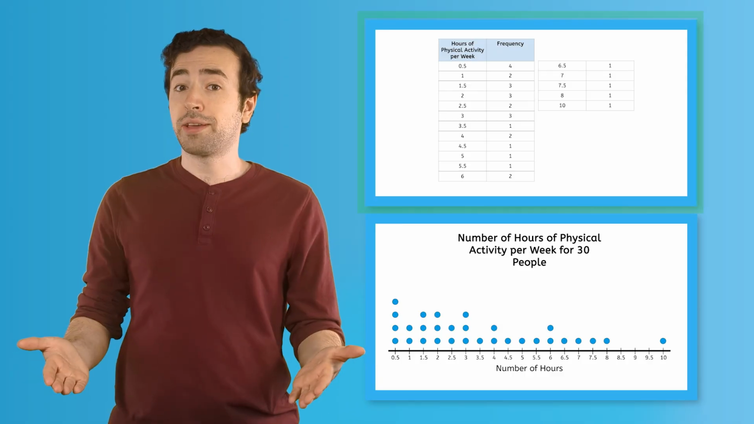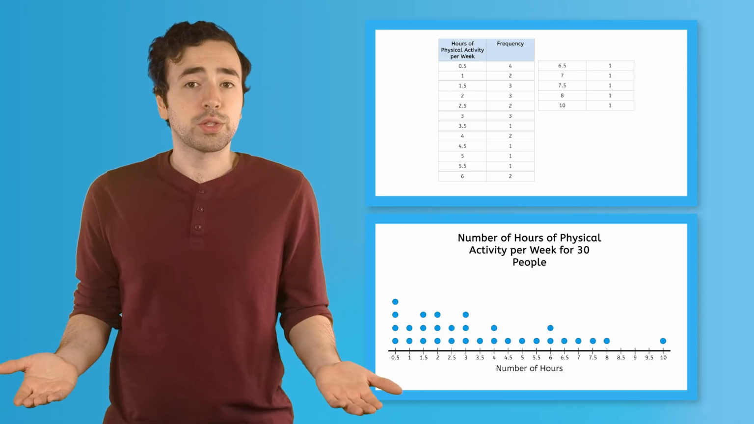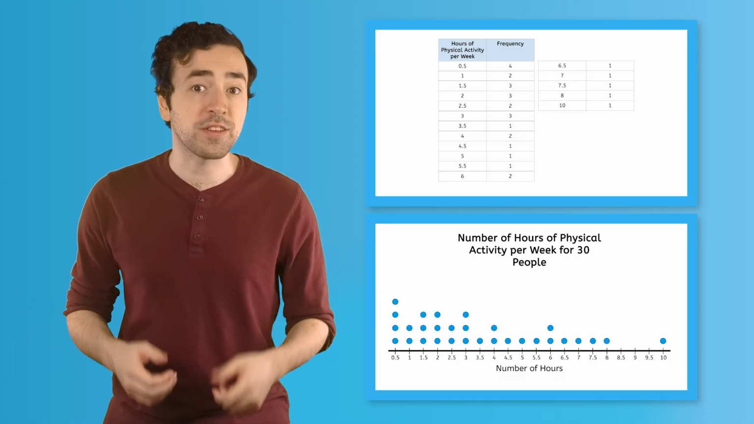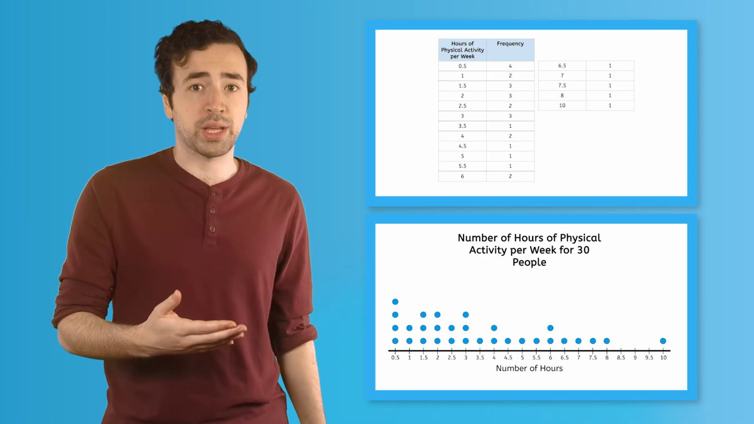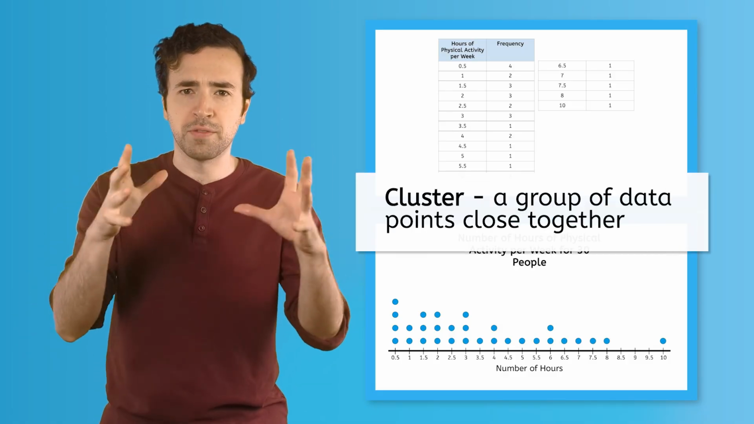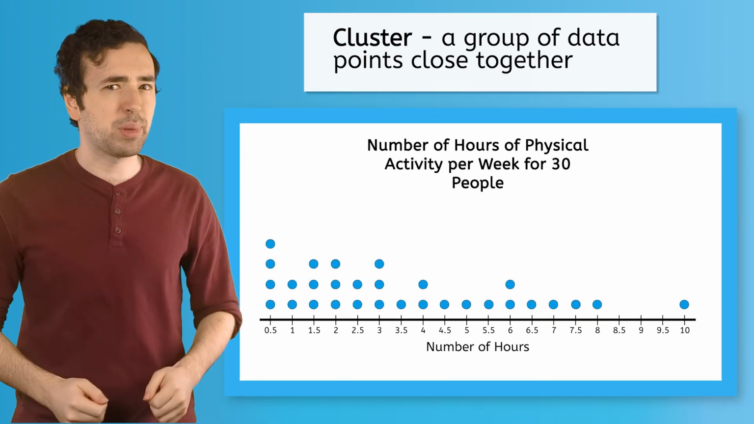So, do you like the frequency table or the dot plot? They both have their own strengths. A frequency table allows us to quickly see the exact frequency for each category, while a dot plot helps us immediately see the most frequent category, but also if there's a cluster, which is a group of data points close together. Do we see a cluster in this dot plot?